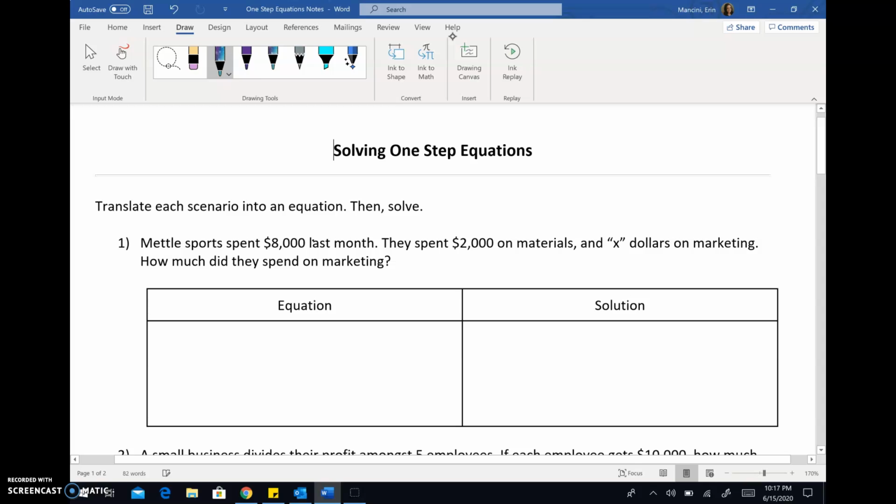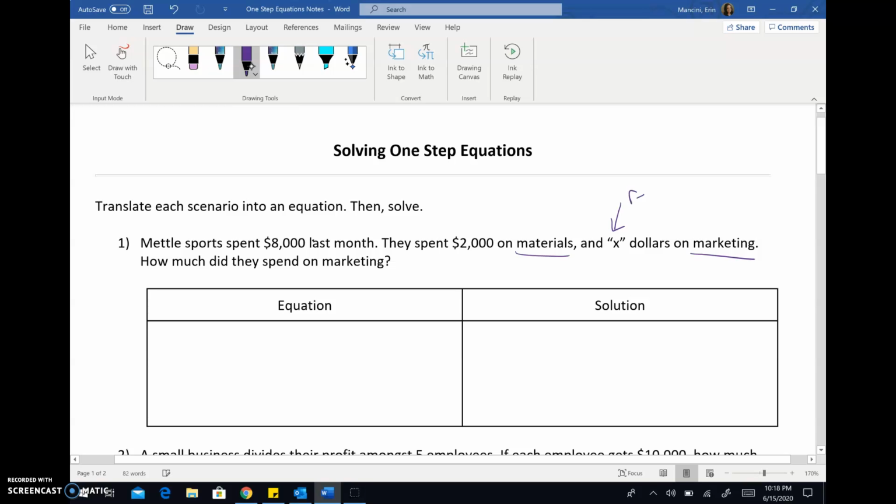So say you're running a business, like this business in Evanston called Metal Sports. Metal Sports spent $8,000 last month, let's say. Okay, that's the total. And break that down, they spent $2,000 on materials and X dollars on marketing. So materials and marketing.